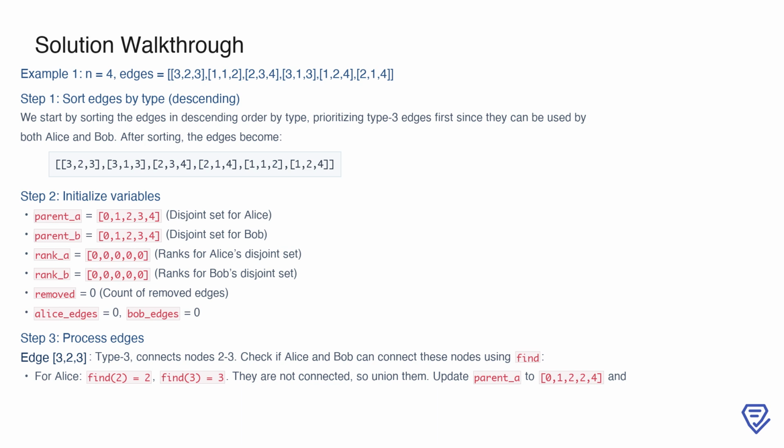We check whether Alice and Bob can connect these nodes by using the find function. Since the nodes are not yet connected, we perform a union operation for both Alice and Bob. For Alice, the parent array updates to 0, 1, 2, 2, 4, and the rank array updates to 0, 0, 1, 0, 0. For Bob, the updates are identical. Both Alice's and Bob's edge counts increase to 1.